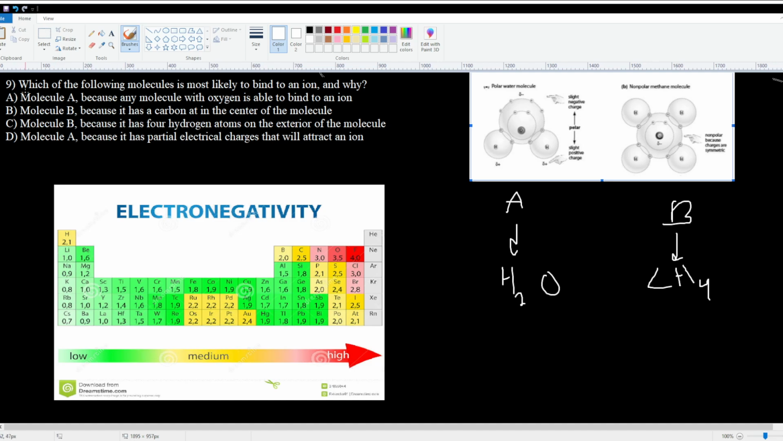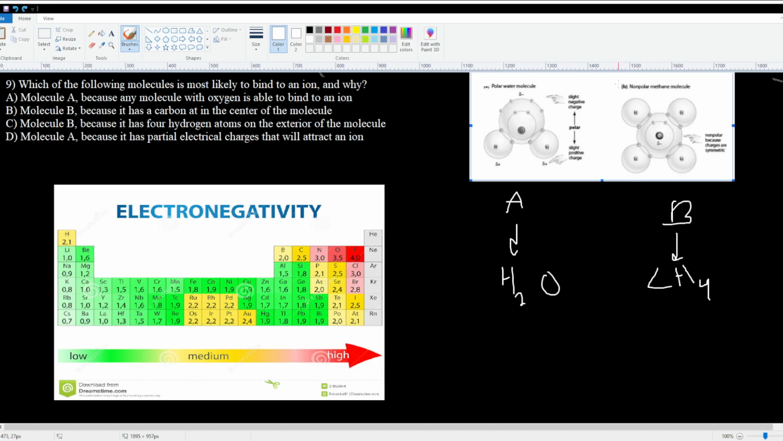The options are: molecule A because it has an oxygen, it has a molecule with oxygen and is able to bind to an ion; molecule B because it has a carbon in the center of the molecule; molecule B because it has 4 hydrogen atoms on the exterior of the molecule; or molecule A because it has a partial electric charge that will attract an ion. So I'm just going to cut to the chase. The answer is D.